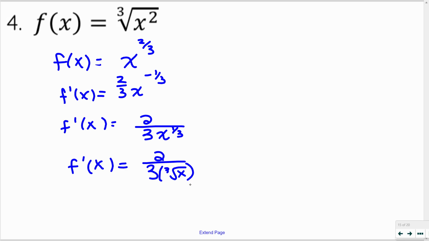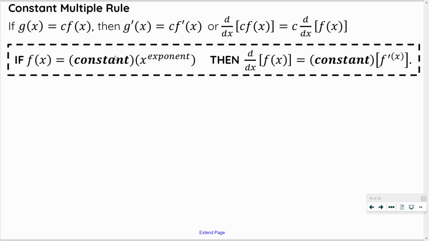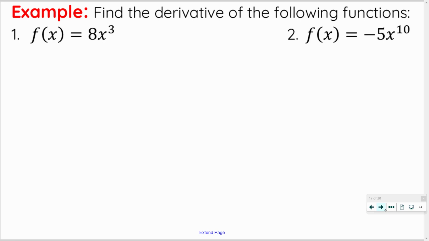Okay. So those last examples all had a coefficient of 1 in front. So I want to look at what happens when I have something, not just f of x, I have a constant in front. So if g of x is equal to c times f of x, then g prime of x is equal to c times f prime of x. In other words, when I take the derivative, I multiply the constant by the derivative. So if f of x is equal to a constant multiplied by an exponent, then the derivative is the constant times f prime of x. So let's look at some examples like that.